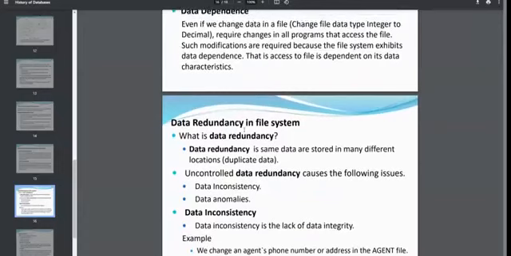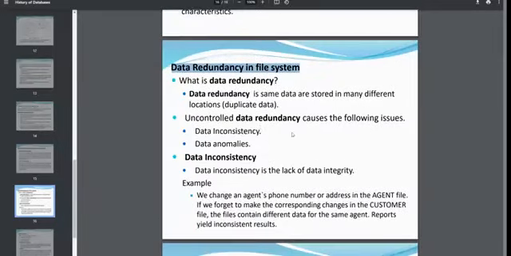Then data redundancy in file systems. Here, again, is another drawback. We already know what data redundancy is: the same data stored in different places. Why is data redundancy considered a problem or drawback? For these reasons: data inconsistency and data anomalies. Here, data inconsistency means lack of data integrity. I hope all of you know the meaning of consistency. When it is not consistent, we consider it inconsistent.